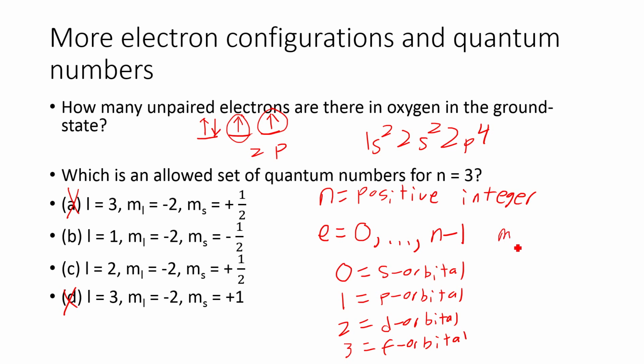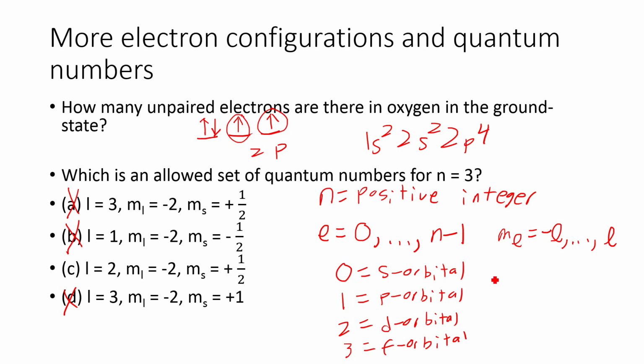We then have m sub L, and m sub L can have values equal to negative L all the way to L, going along one at a time. So for example, if L were equal to 2, m sub L could be negative 2, negative 1, 0, 1, and 2. This helps us eliminate one of our answers. B has an L equal to 1, which is perfectly fine, but then m sub L falls out of the range of the possible answers. So we're going to eliminate B because m sub L cannot be equal to negative 2 when L equals 1.